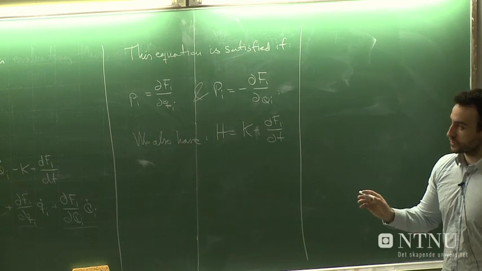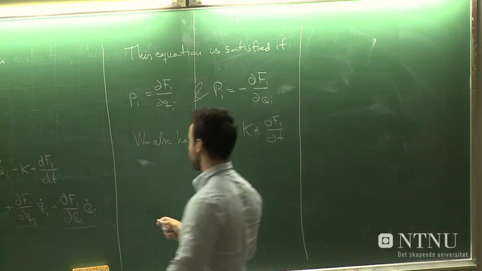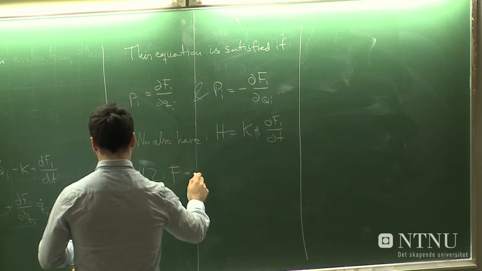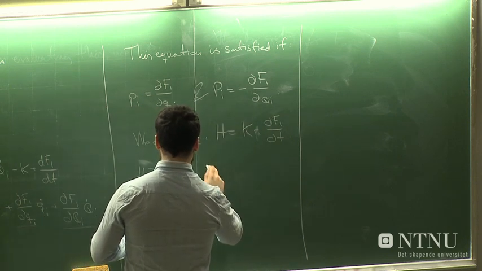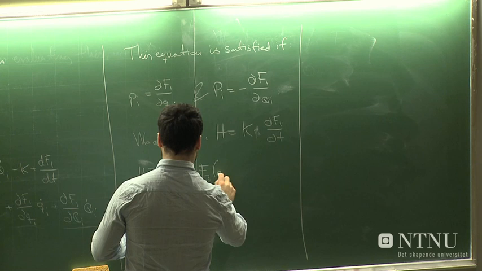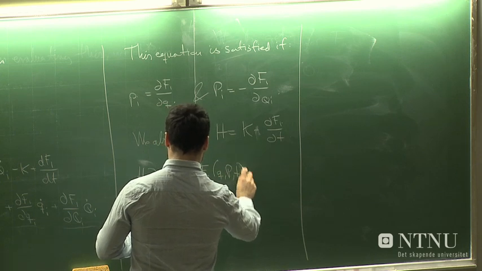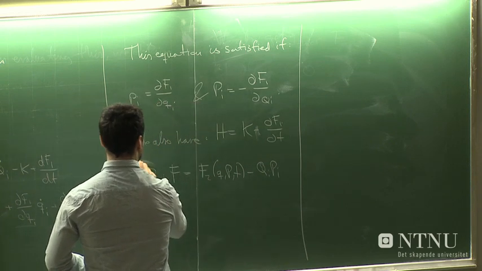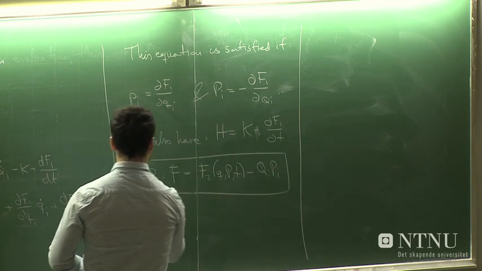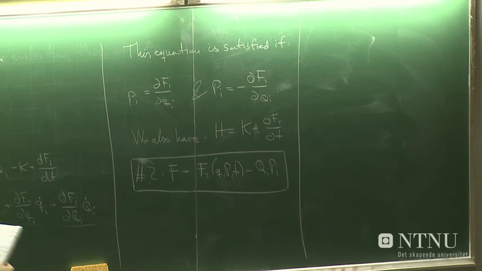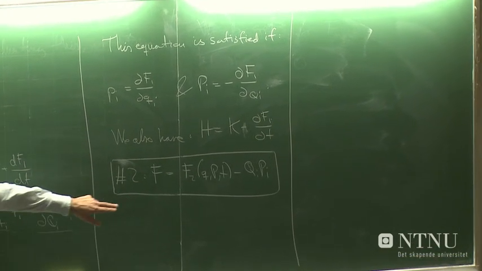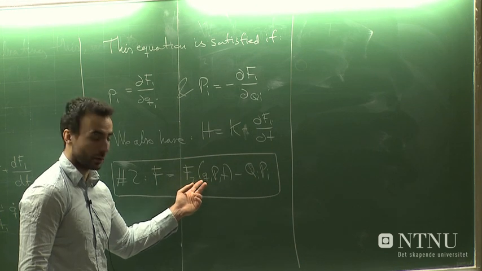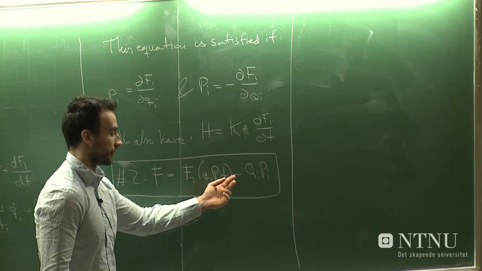So that was the first case. Let's consider also a second case. Namely that f is now a function depending on small q and large p, so one old and one new variable, and now this extra term here.